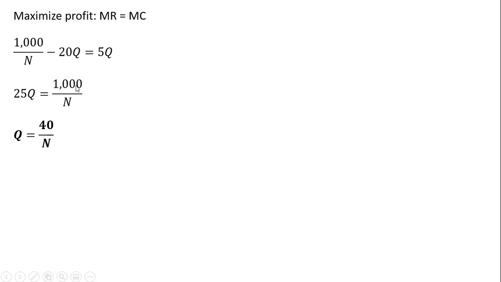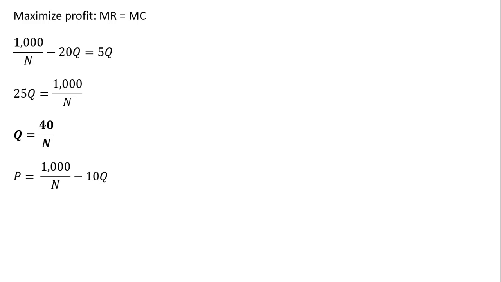We want to maximize profit, so we want to find where marginal revenue equals marginal cost. So setting our marginal revenue equation from the last slide equal to marginal cost, we're going to solve for q. Adding 20q to both sides, we get 25q equals 1,000 divided by n, and then we divide everything through by 25. So 1,000 divided by 25 leaves us 40 in the numerator. So the profit maximizing output equals 40 divided by n. You can see here as the number of firms increases, the amount of output any individual firm produces will fall.